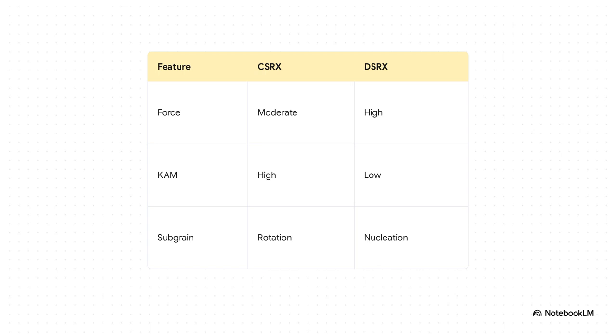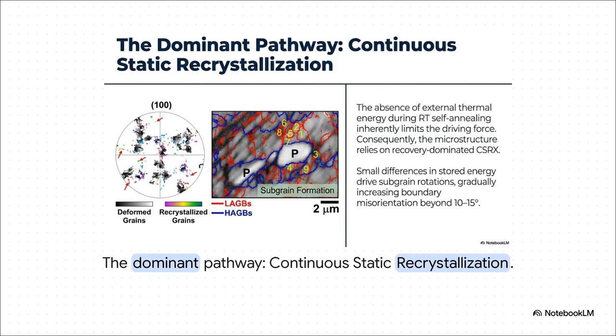On the other hand, we have discontinuous static recrystallization, or DSRX. This is the minority pathway, and it requires a super high local stored energy differential, characterized by strain-free nucleation and distinctly low kernel average misorientation, or KAM signatures. Since external thermal energy is completely absent during room temperature self-annealing, the driving force is inherently pretty limited. Consequently, the microstructure relies heavily on the dominant CSRX pathway you see mapped out here.